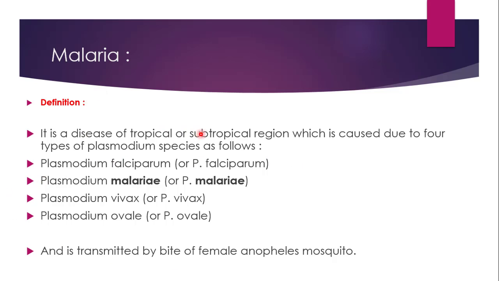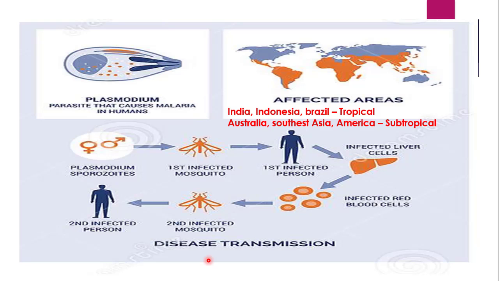So this is a disease of tropical and subtropical regions which is caused due to these types of Plasmodium species, and this disease is transmitted by the bite of the female Anopheles mosquito. This Plasmodium is the parasite which causes malaria in humans. Now there is one interesting reason behind it: why only the female mosquito transmits malaria, and why they need blood. They need blood for the nourishment of the eggs.